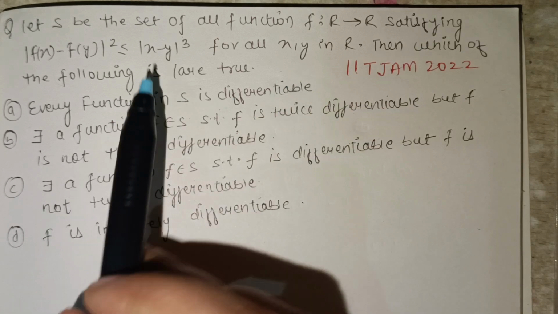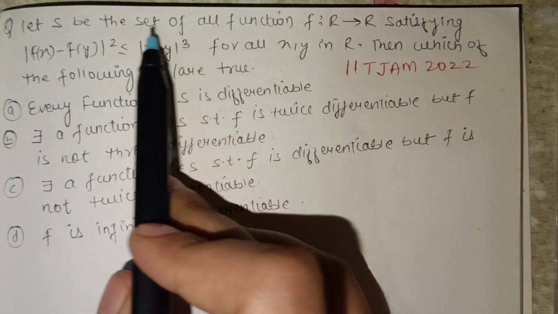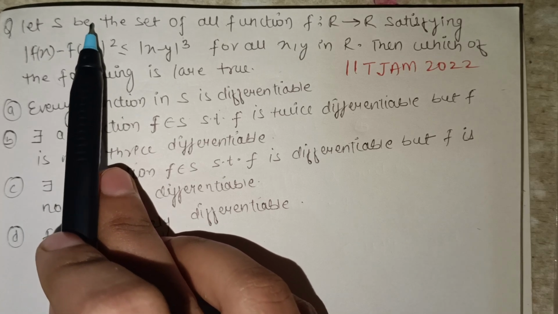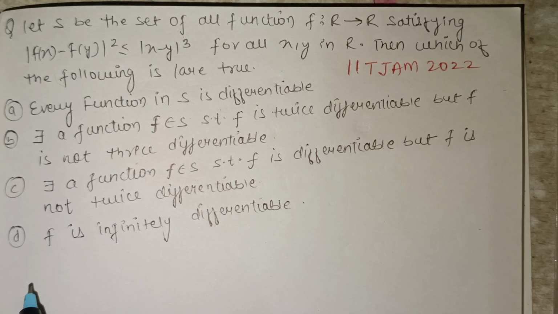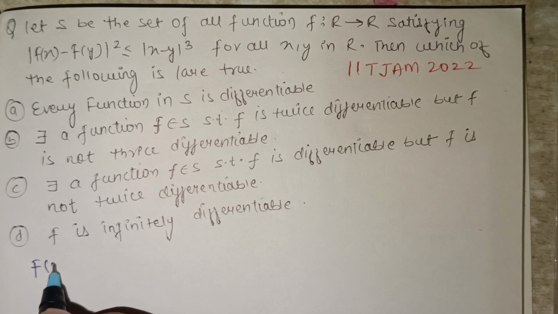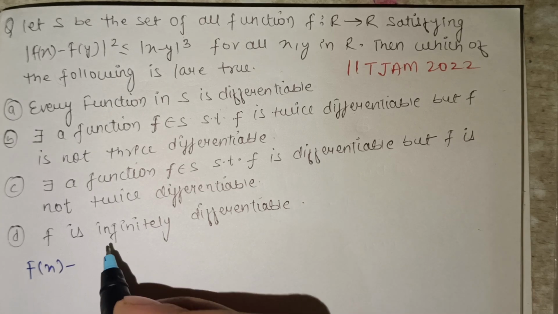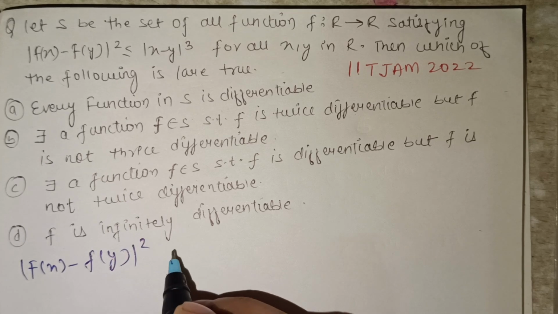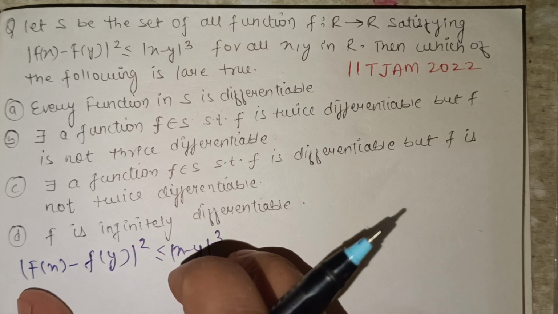So here a function is given which is defined from R to R. We have to see this function, and based on this function we have to find the set S, and we have to solve the options one by one. So what is given? First we have to see this function: |f(x) - f(y)|² is less than or equal to |x - y|³. This is given.